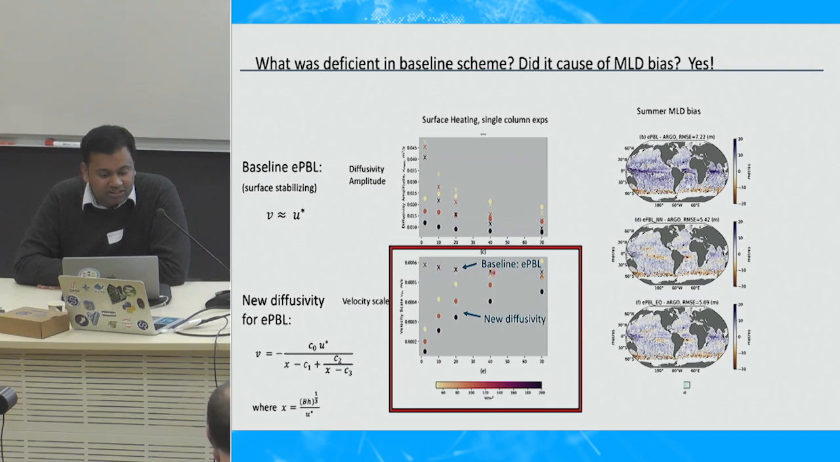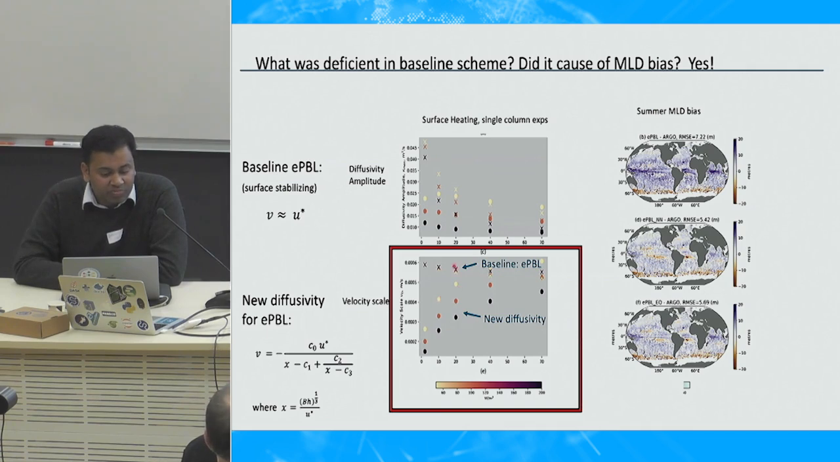So this cross represents the baseline scheme, but the new diffusivity, which comes from the neural networks or the equations, does respond to the change in the heat flux. For example, if you just look at this latitude, if you increase the heat flux, then the velocity scale reduces. That is, the diffusivity is reducing, and this agrees with our understanding of turbulence. If you have a stronger stabilizing heat flux, then it will reduce mixing, right? And so probably this is the reason why we are seeing this reduction.